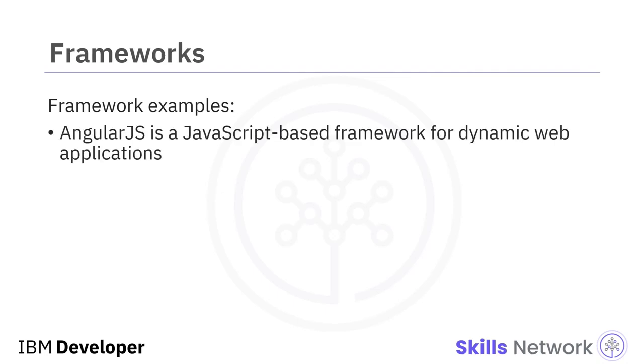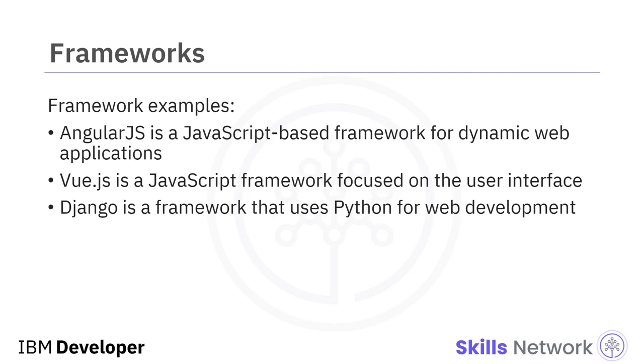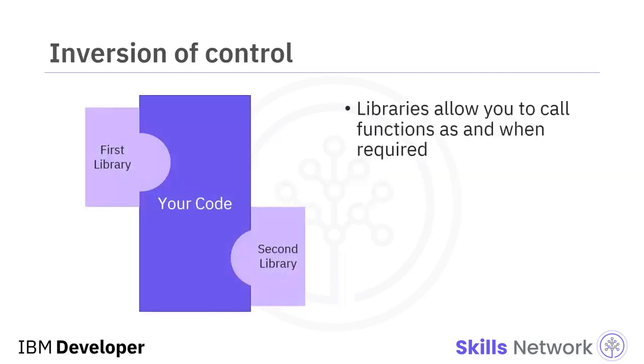AngularJS is a JavaScript-based framework for dynamic web applications. Vue.js is a JavaScript framework focused on the user interface. Django is a framework that uses Python for web development. Frameworks define the workflow that you must follow, unlike libraries which allow you to call functions as and when required.